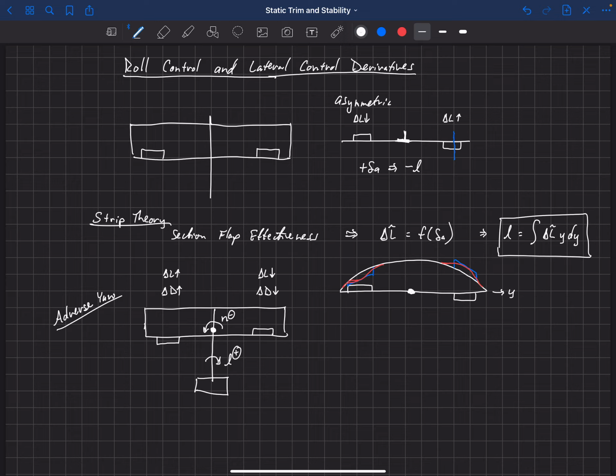Most airplanes have this challenge just by the design of their wings and the aileron systems: when they try to bank the aircraft to the right, it wants to yaw to the left, and if they want to bank to the left, it wants to yaw to the right. So this is a challenge, very common. We call that adverse yaw.